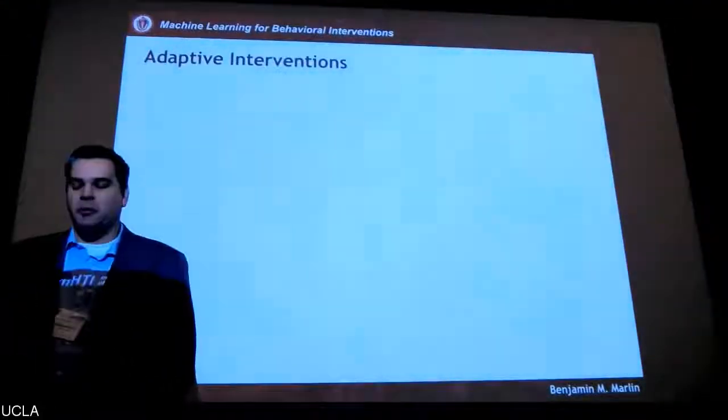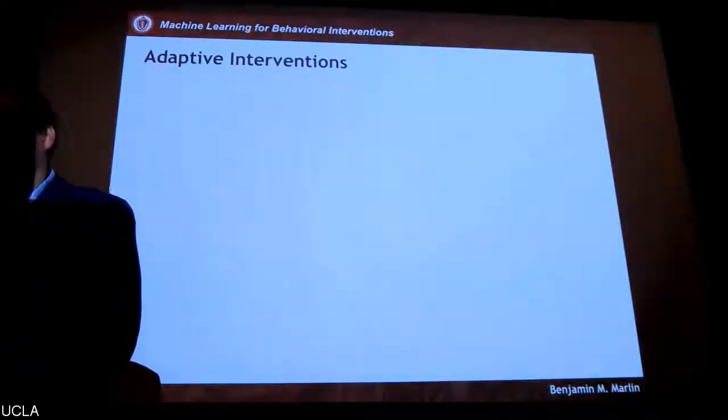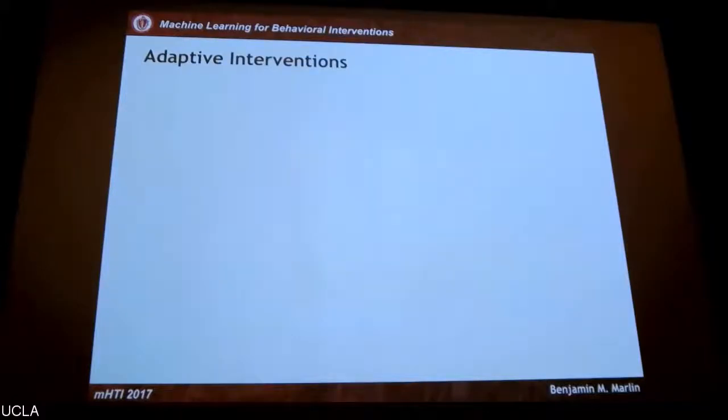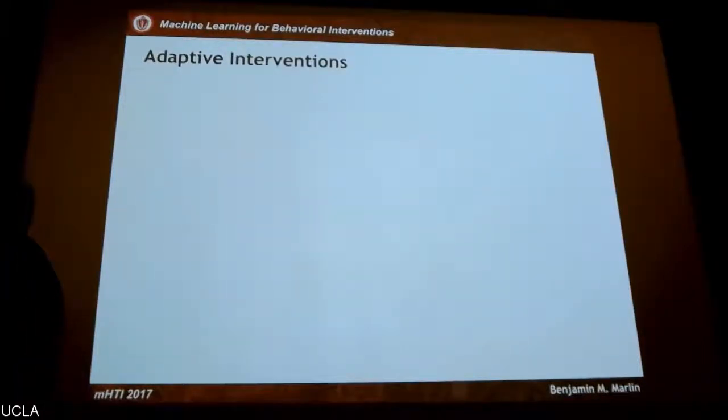So Billy just ran through in a very nice way a variety of different types of interventions. I'm just going to start with adaptive interventions, and we're going to look at how machine learning fits in with the adaptive intervention landscape. Right? So this is going to be a recap of what we just saw, and then we'll move forward.